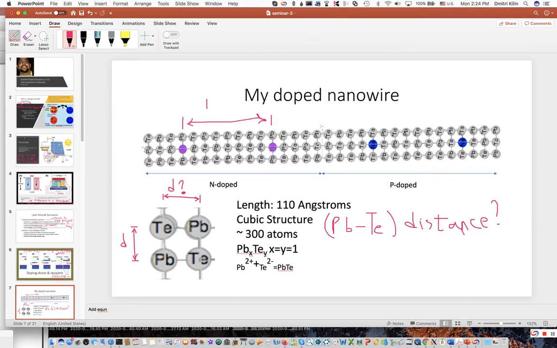Kevin, what is the distance between two nearest lead and telluride atoms? The distance between lead and telluride atoms. If you don't know right now, it's okay, but please check it and provide it on this slide, because committee members will likely be curious about it. Okay.